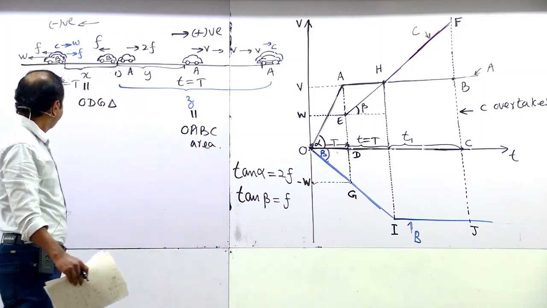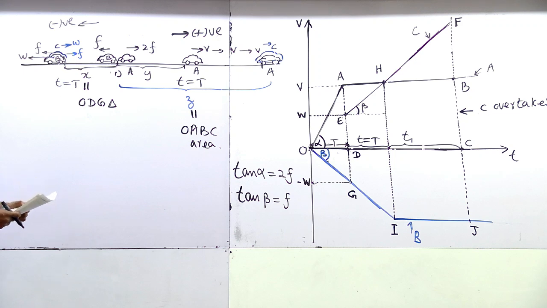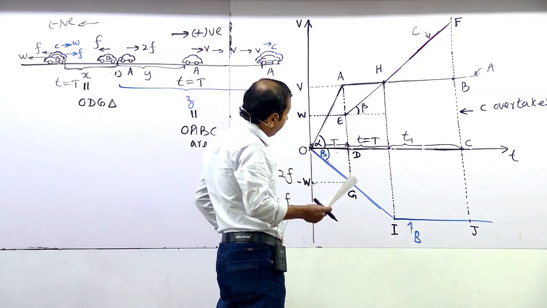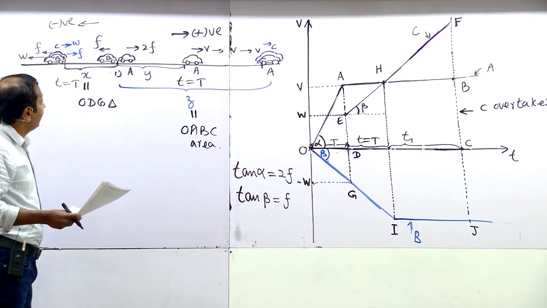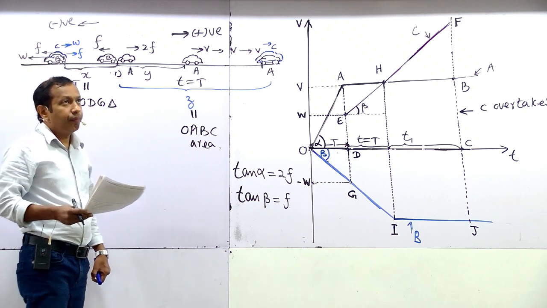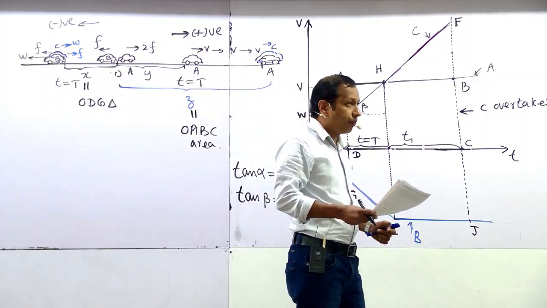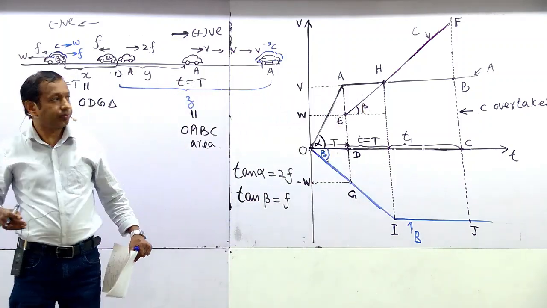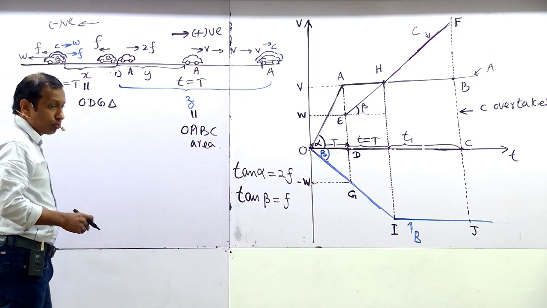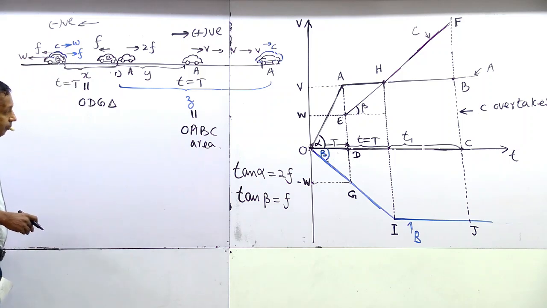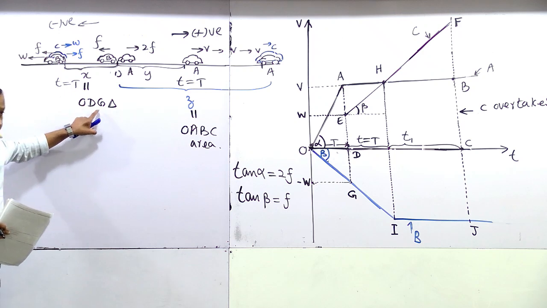Okay, write down like this. When C overtakes A, the distance it moves is X plus Z. Your X is given by the ODG triangle area. Is it clear?